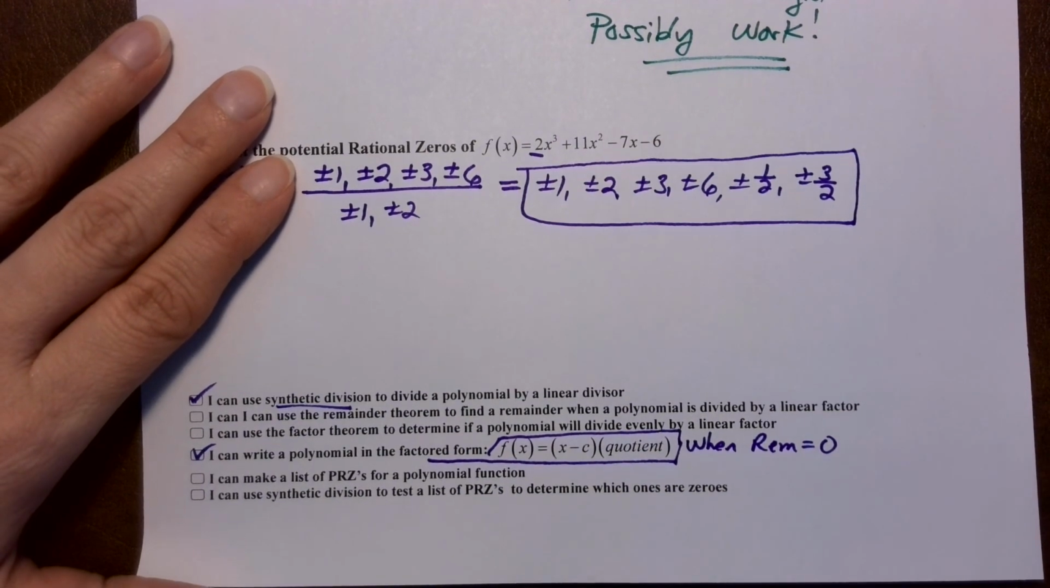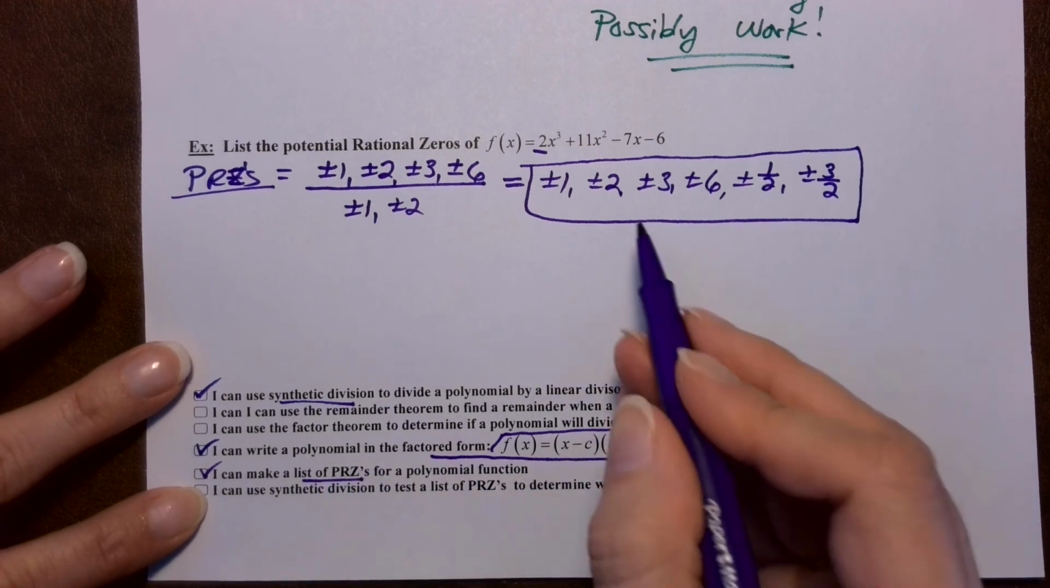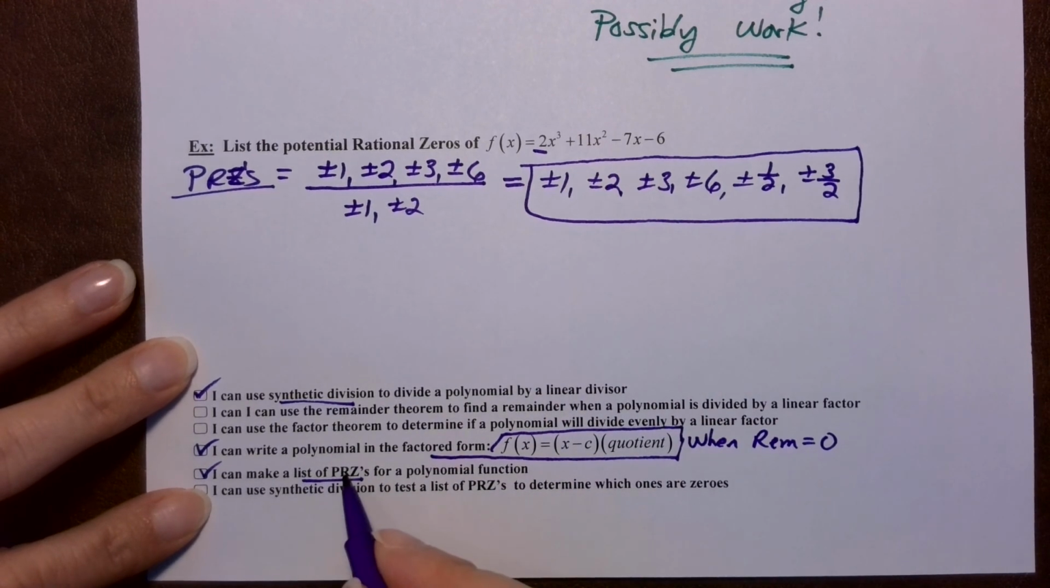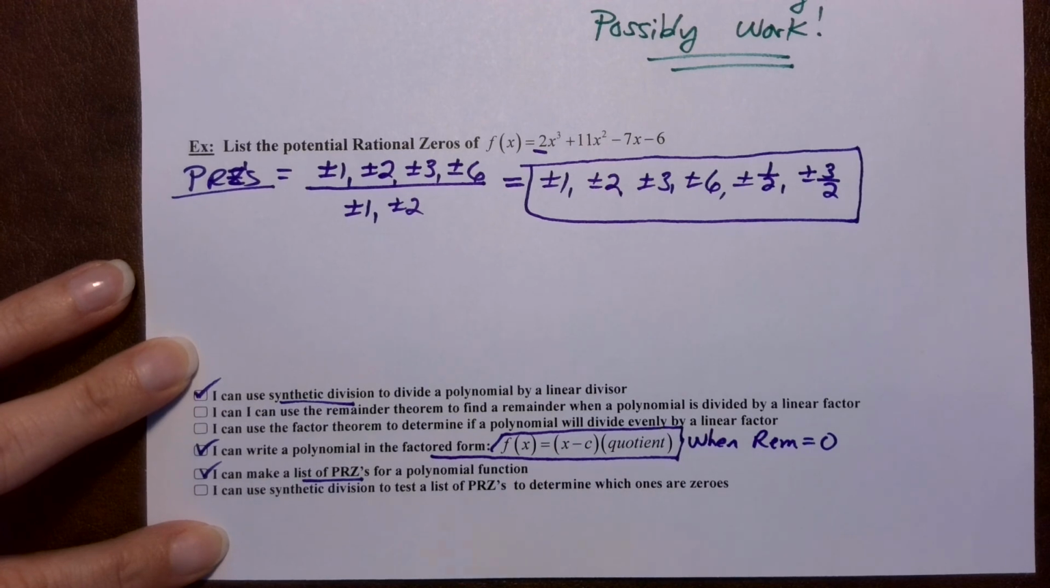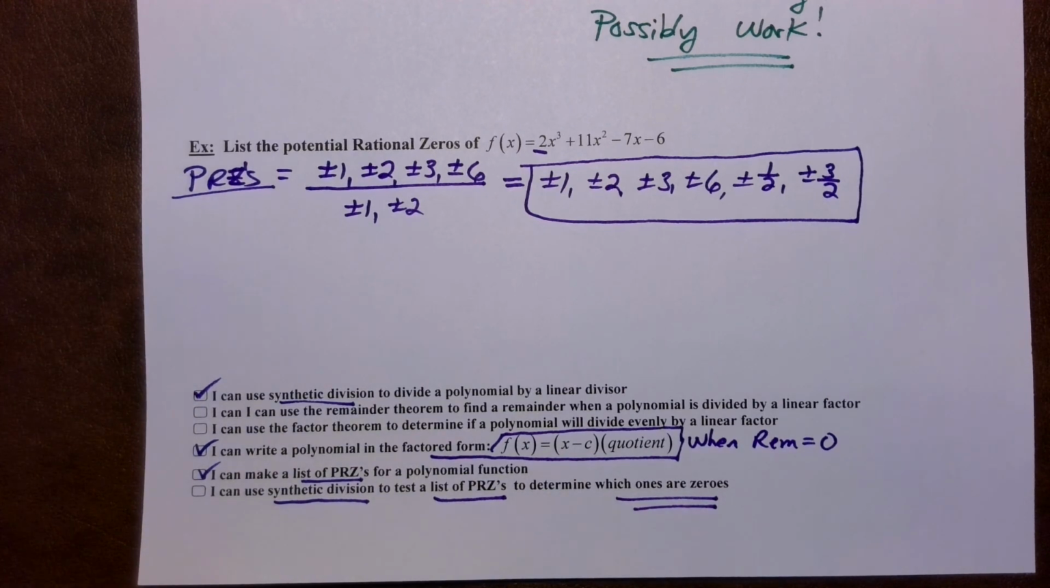Try another number. I can make a list of PRZs, the list of numbers that might possibly work. That's going to give you a list of things to try. Then we're going to use synthetic division to test our list to see which ones work. If it doesn't work, throw it in the garbage. If it does work, you found a winner. Great job, pre-calc.